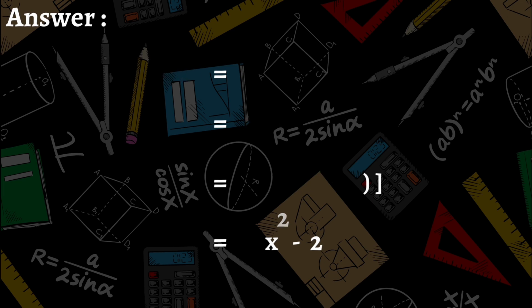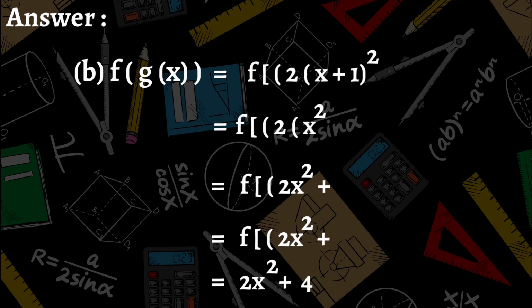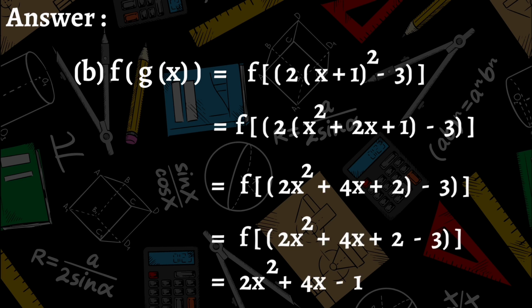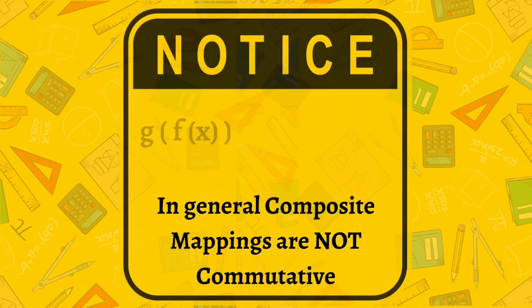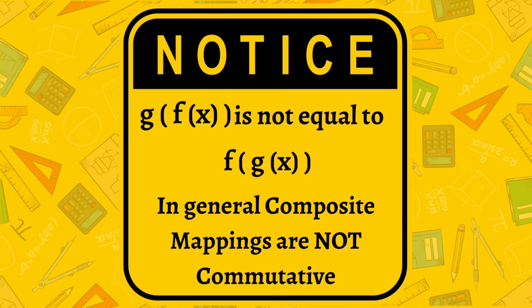Now we would proceed to f of g of x. This time around, we substitute g of x into f of x. We expand the quadratic term before multiplying by 2. Our final evaluation gives us 2x squared plus 4x minus 1, which is actually different from our previous answer. We can observe that g of f of x is not equal to f of g of x. This means that composite functions are not commutative.